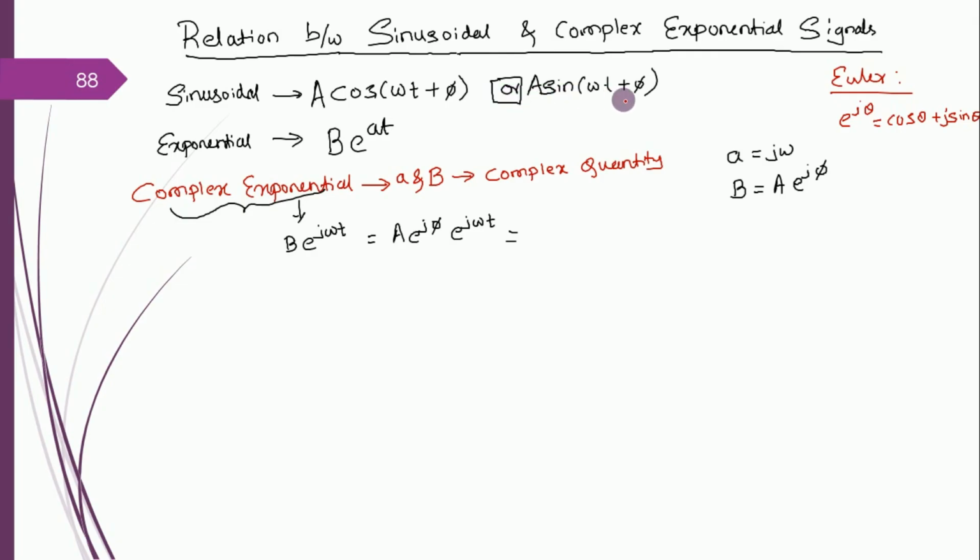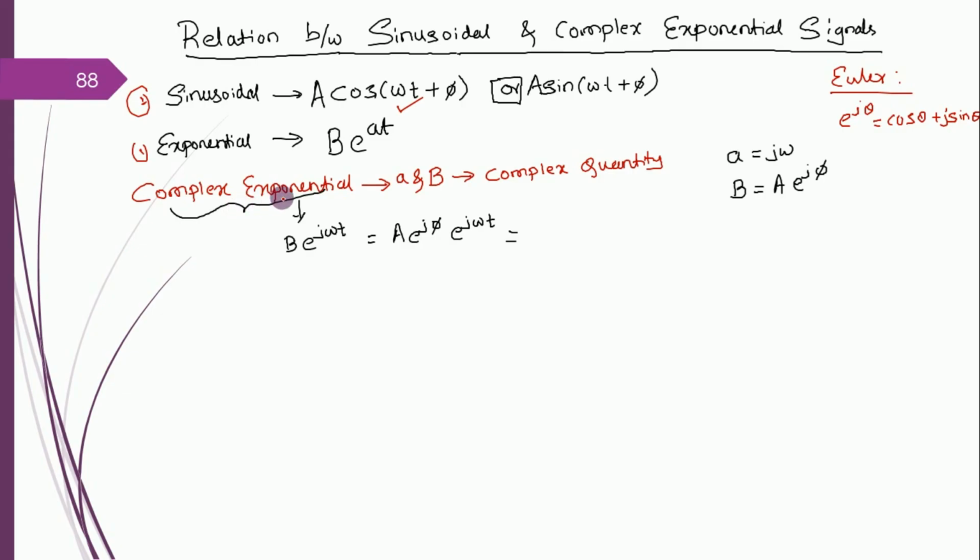This is what I wanted to discuss. Sinusoidal signal is just simply a cos(omega t plus phi) or a sin(omega t plus phi). In general, we consider this. The normal exponential signal is b into e raised to a t. These two things we have studied. This was the first signal that we studied, and this is the second signal. Now we will relate them.